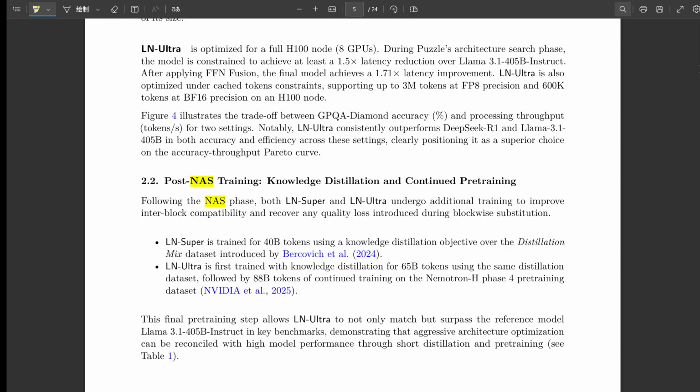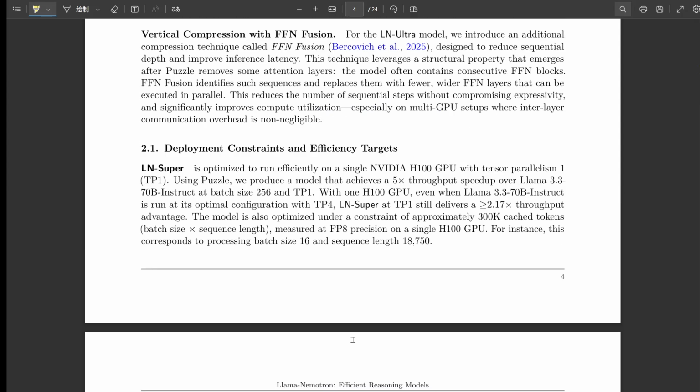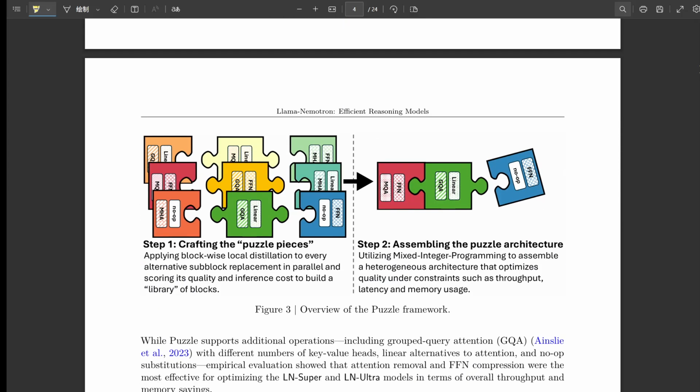All right, let's unpack knowledge distillation first. How did that fit in after the LN Ultra optimization? Okay, so knowledge distillation, the basic idea is you have a smaller student model learn from a bigger, more capable teacher. Here, LN Super and LN Ultra were the students. Right. They were trained on this special dataset, the distillation mix: 40 billion tokens for Super, 65 billion for Ultra. The main goal was really to recover any reasoning ability or general knowledge that might have been slightly diminished by swapping in those more efficient blocks during NAS. So making sure the optimized parts still worked well together and retained the core smarts. Exactly. Ensuring harmony and recovering that quality baseline.